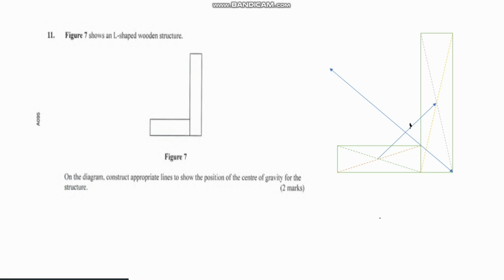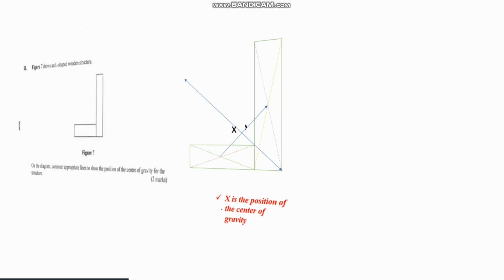As you can see, the center of gravity is acting outside. It is acting outside the structure. So point X is the point of intersection of the two lines, and it's where the center of gravity for the whole structure acts. So X is the position of the center of gravity.